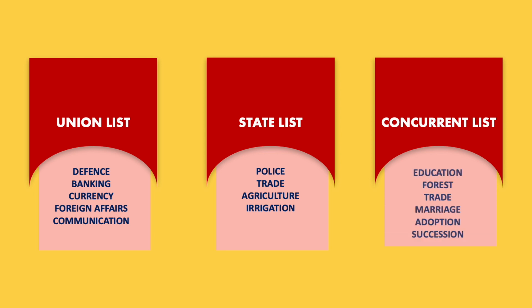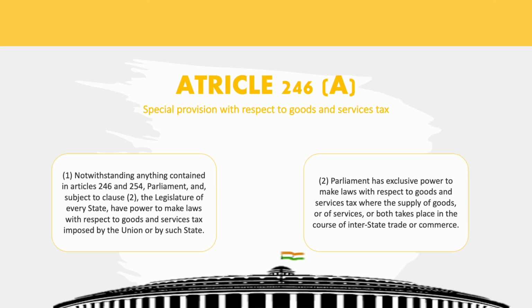The Concurrent list, however, contains subjects of common concern to both the central and state governments. Both levels of government can make laws on these subjects. However, if there is a conflict between a central law and a state law on a subject in the Concurrent list, the central law takes precedence. Examples are criminal and civil procedure laws, marriage and divorce, education, economic planning, and trade unions.